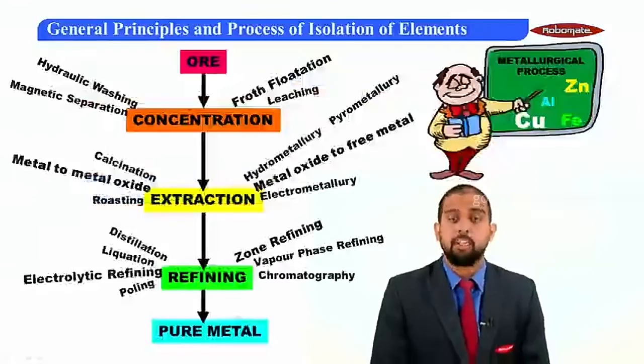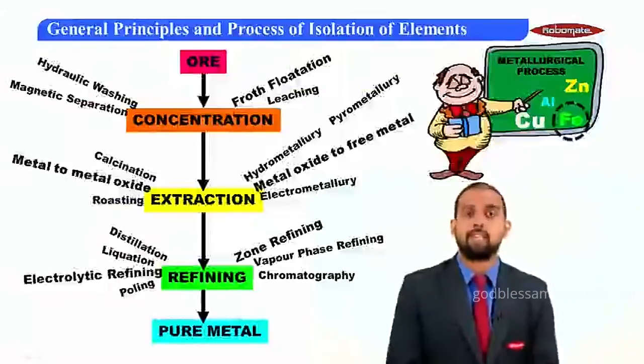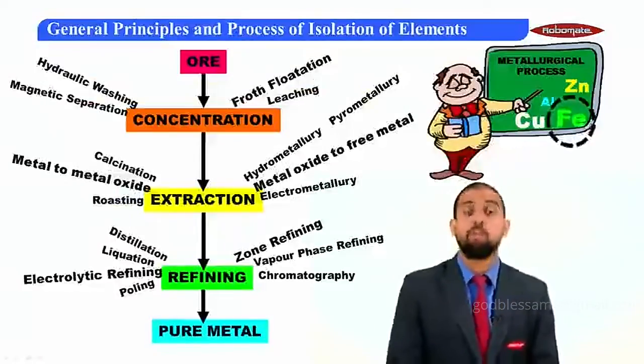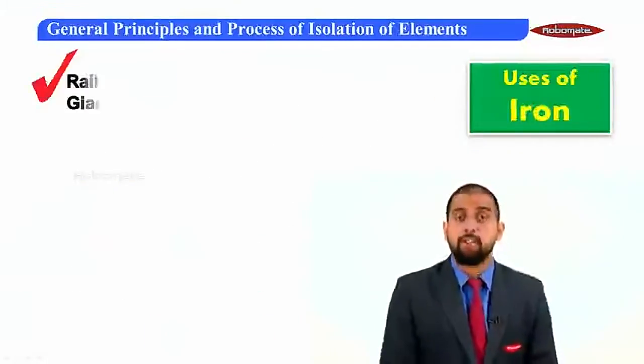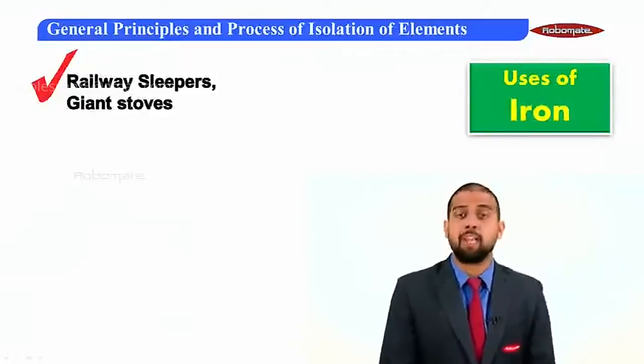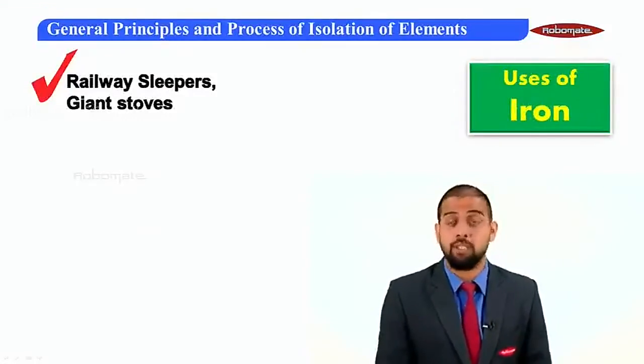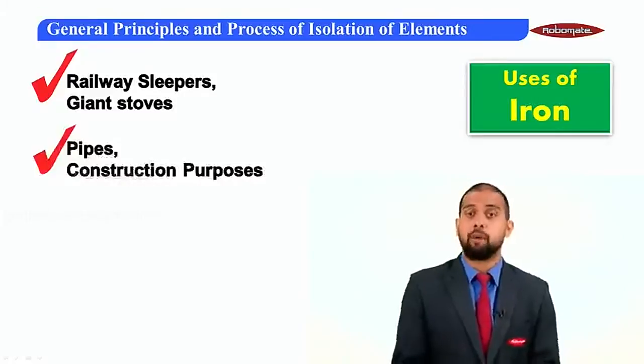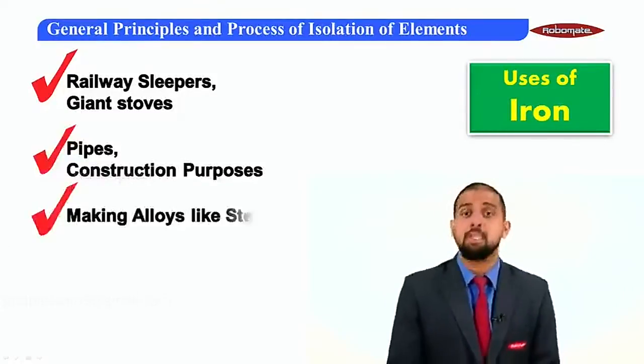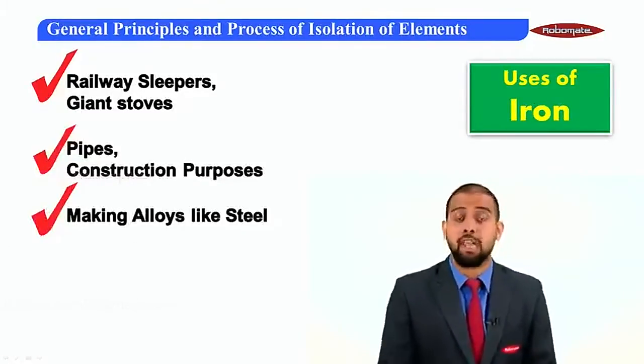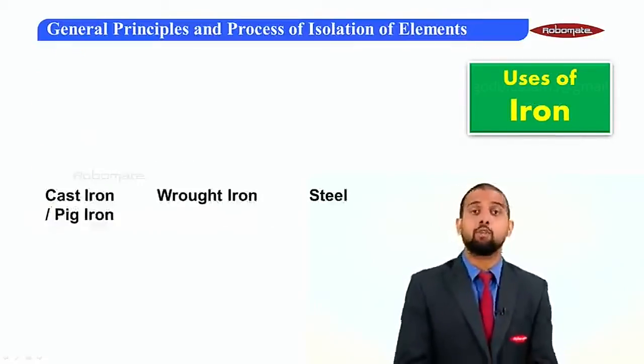Hello students, in this module we are going to talk about the extraction of iron. So as usual we need to talk about the uses of iron. The very first use: it is used for making railway sleepers as well as giant stoves in the industries. Secondly, it is used for pipes and also for a lot of construction purposes. Third, it is used for making alloys like steel. So these are some of the uses of iron.